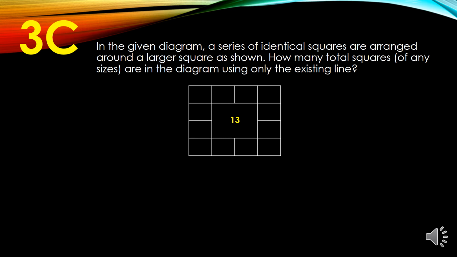In the given diagram, a series of identical squares are arranged around a larger square as shown. How many total squares of any size are in the diagram using only the existing lines? So we will number, as you can see, we already can see numbers there. We have the inside squares that have the 13. 1, 2, 3, 4, 5, 6, 7, 8, 9, 10, 11, 12, 13 in the middle.